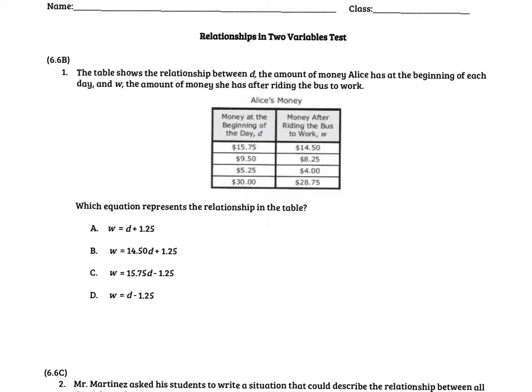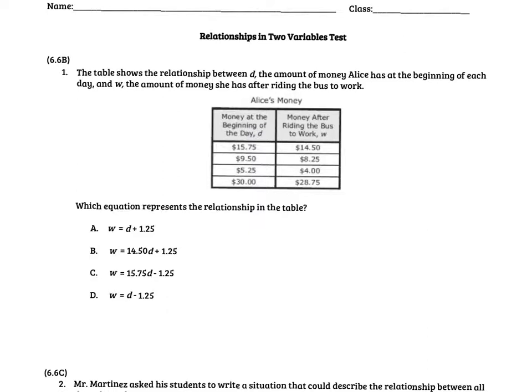Alice's money. Money at the beginning of the day, D: $15.75, $9.50, $5.25, $30. Money after riding the bus to work, W: $14.50, $8.25, $4, $28.75. Which equation represents the relationship in the table?